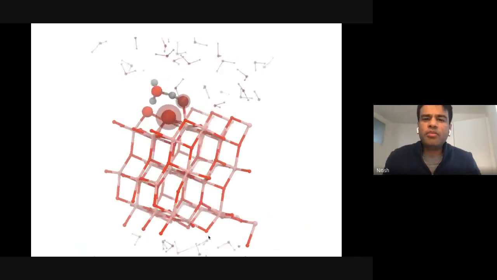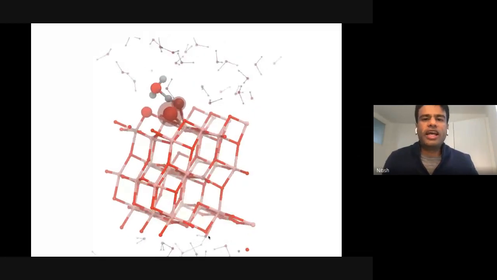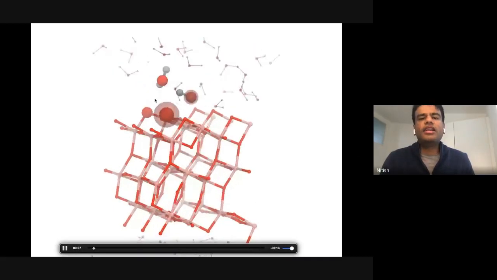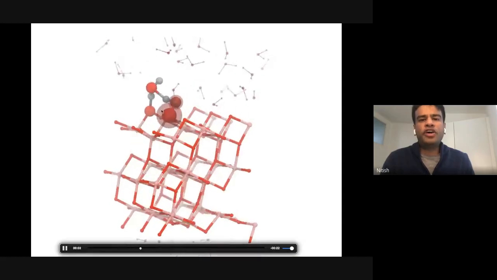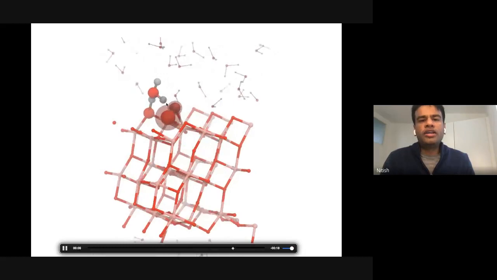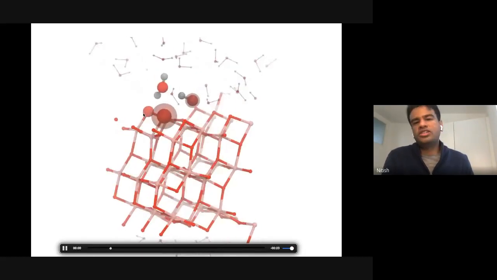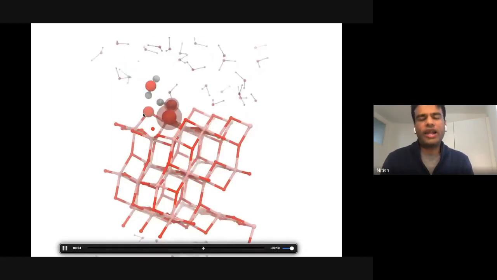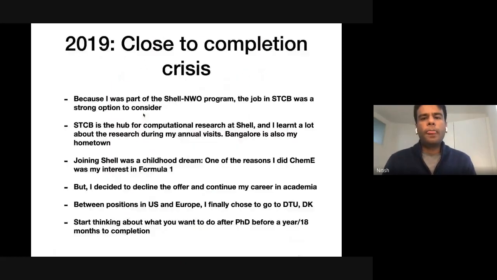Yeah, so this is actually a movie from a molecular dynamics simulation. Here you have the catalyst, and then you have the reactant, and then it's doing something. Here it's transferring a proton. So this is typically how a molecular dynamics simulation would look if you try to run it.